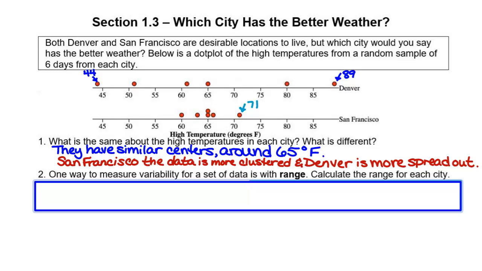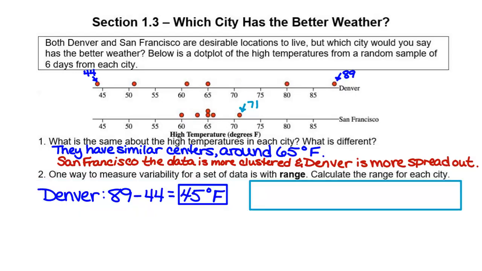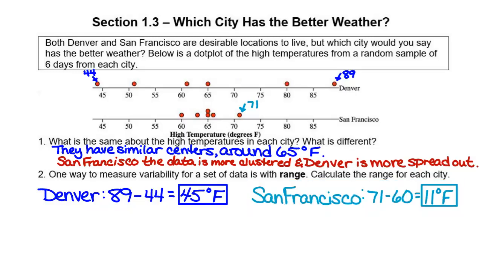45. 45 what? Degrees Fahrenheit, yes. So do you guys remember when I said we have SOCS plus context when we describe our distributions? Including units on any number where it makes sense to include units is one way that we get our context in here, that we make sure that we get those points. What is the range for San Francisco? 11 degrees Fahrenheit. Thank you for adding those units on there.